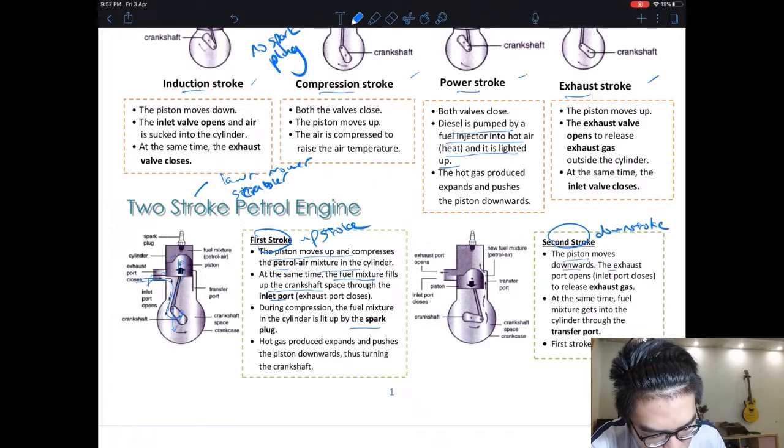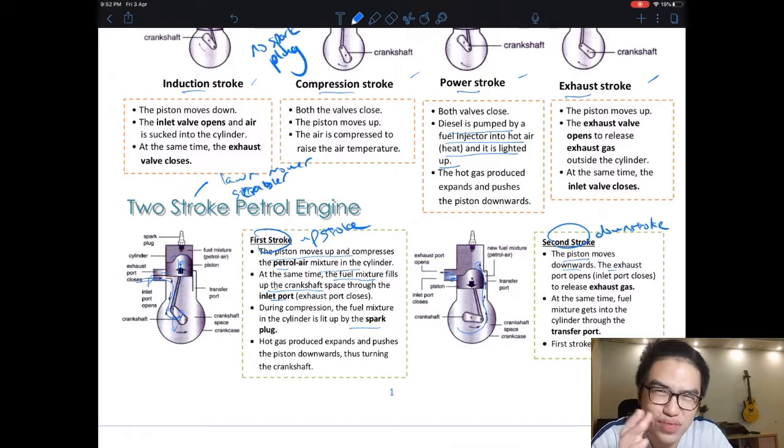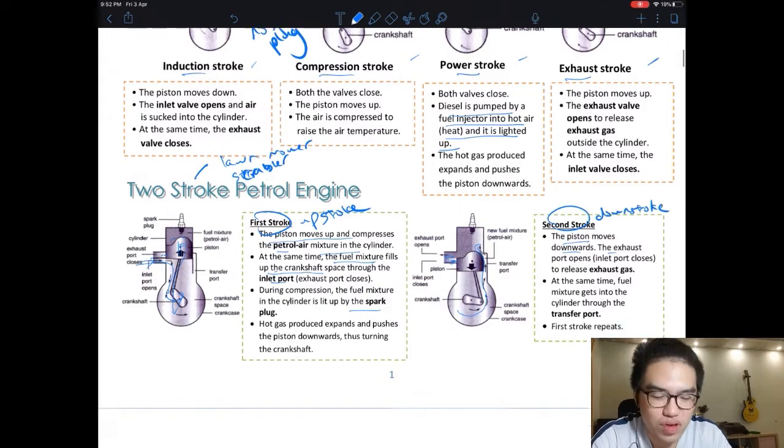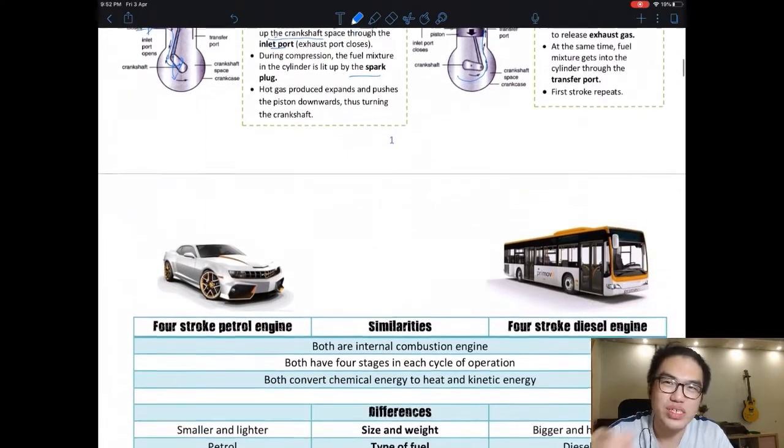The piston moves downwards and the exhaust port now opens. You can see now the inlet is closed, the exhaust is open, and this thing will flow up here. So up, down, up, down. This is less efficient, very noisy, and the exhaust is very small. A lot of unburned petrol comes out of the exhaust. That's why we don't use this in our car.